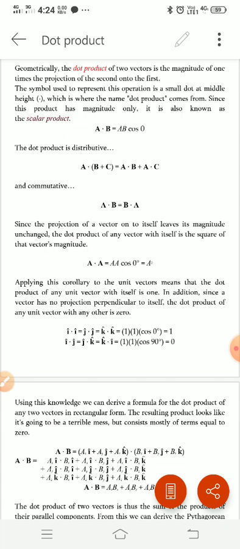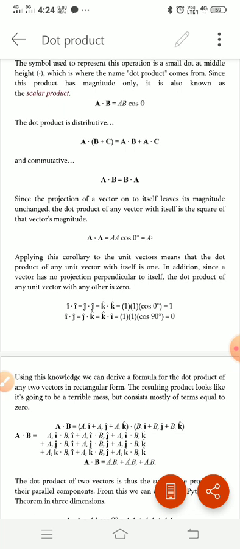Multiplication of vectors follows distributive law, that is A dot (B plus C) is equal to A dot B plus A dot C. It follows commutative law also, that is A dot B is equal to B dot A.